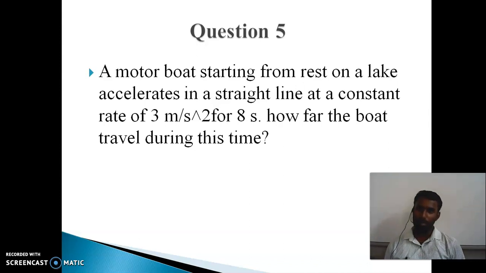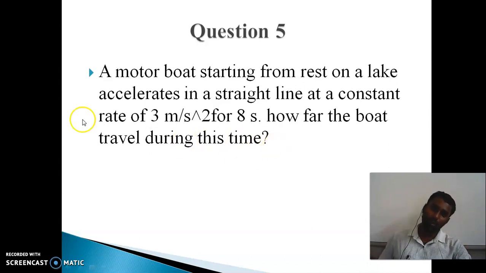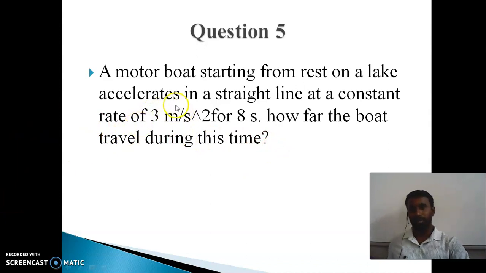Okay, a motorboat starting from rest on a lake accelerates in a straight line at a constant rate of 3 meter per second square for 8 seconds. Accelerates, okay, that means what is your final velocity, what is your initial velocity, which one will be maximum. How far does the boat travel during this time?